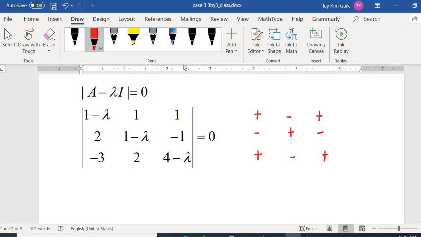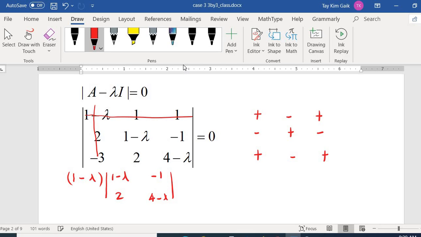So we take any row or column that consists of 1. We take the first row in this case, because 1 is easy to do the multiplications. First of all, I take the first row, first column, so you just cross out your first row and first column. This cell, the sign is positive, so 1 minus lambda. And then after you cross out, this is a determinant of a 2 by 2 matrix: 1 minus lambda, 2, negative 1, 4 minus lambda.